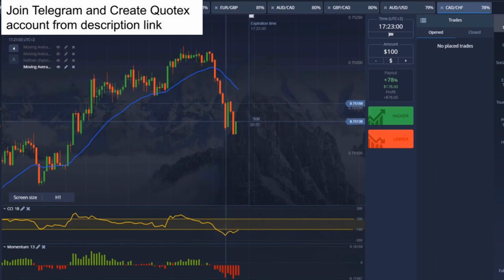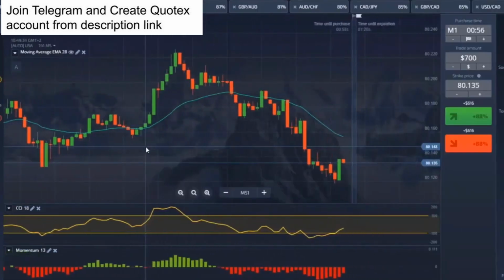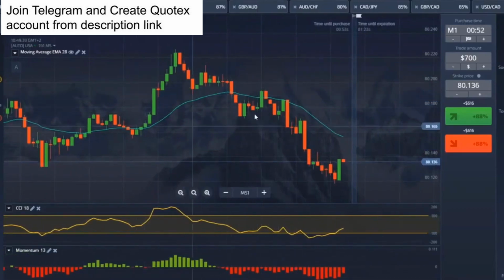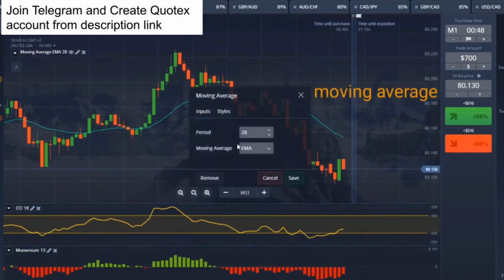So first of all, check the settings of the strategy. This is the strategy, right? It comprises 3 indicators. The first indicator we are using is called moving average. Alright, let me click on the editing part. I am using moving average with a period of 28, and the moving average is EMA, right?